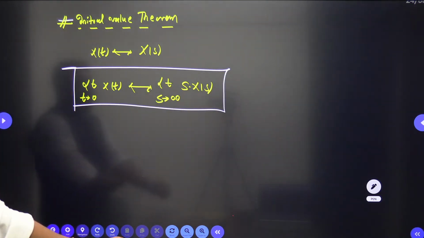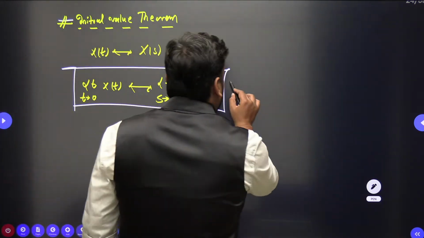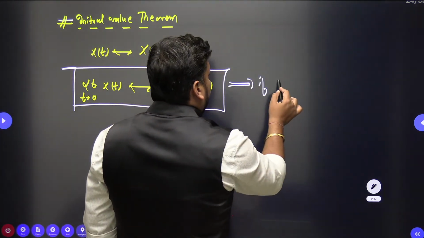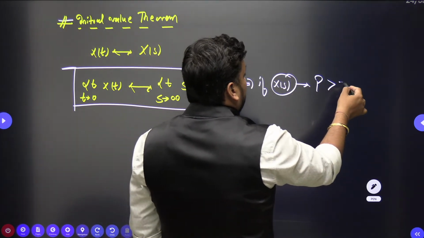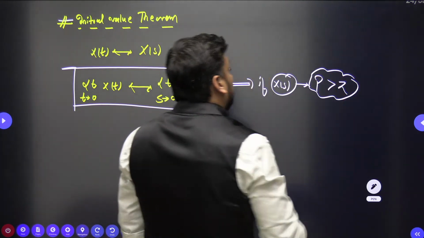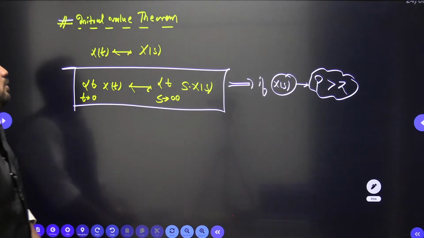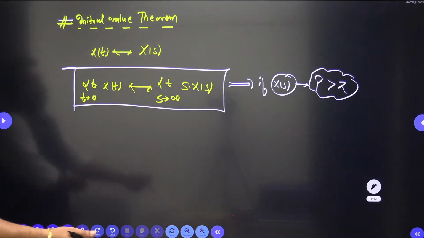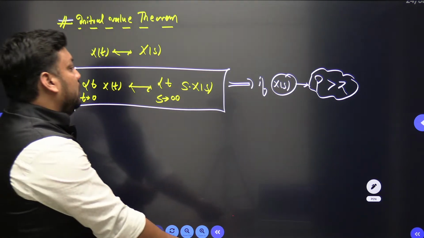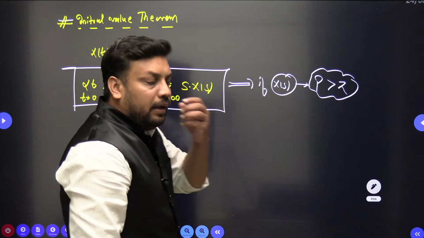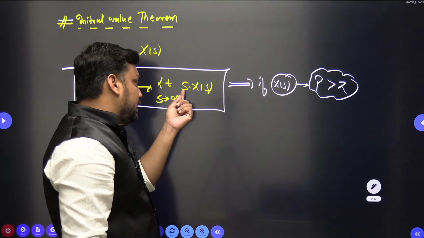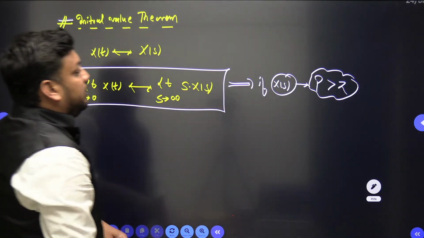Yes, initial value theorem. Remember, the initial value theorem is only applicable if X(s) satisfies this condition: poles should be greater than 0. Even if it is equal, it will give you an infinity result only. If pole equals 0, because of this s will dominate, so the result will be infinity.